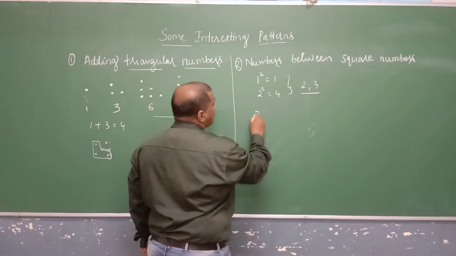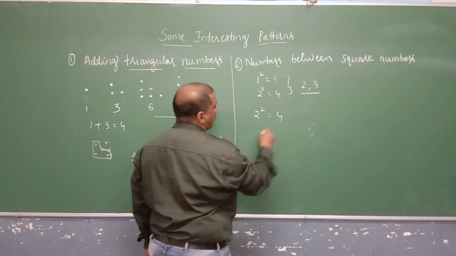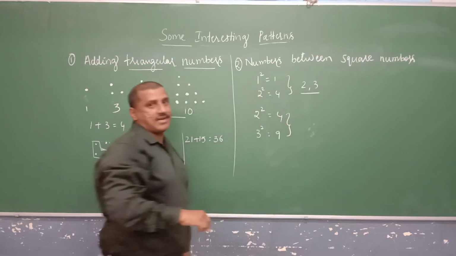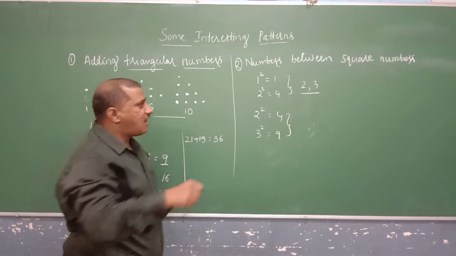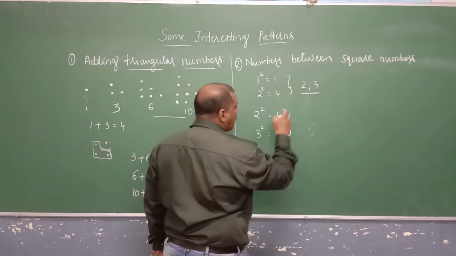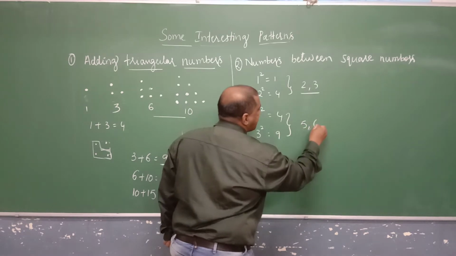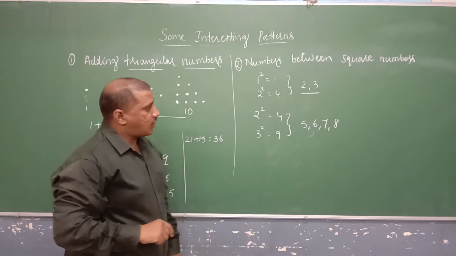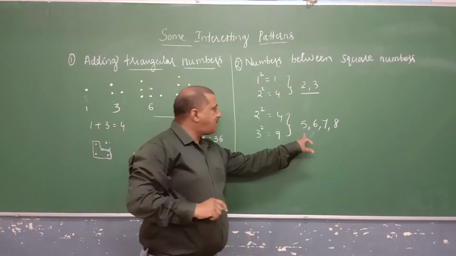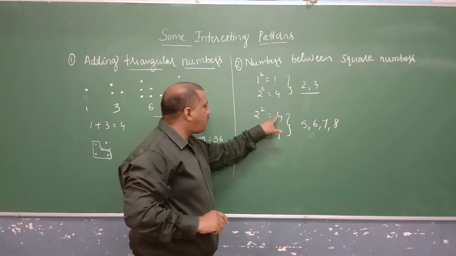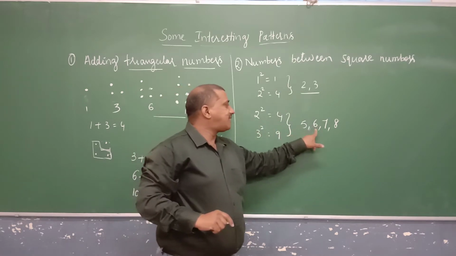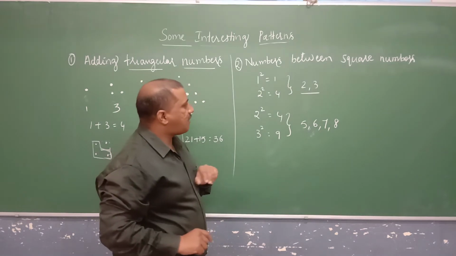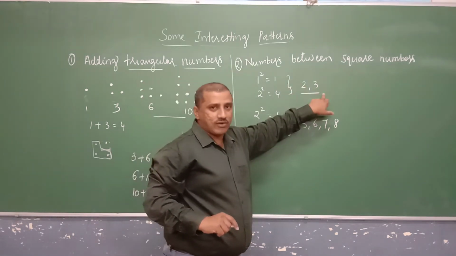You see here, 2 square is equal to 4 and 3 square is equal to 9. Between 4 and 9, how many non-perfect squares are there? We will see. What are those numbers between 4 and 9? 5 is one number, 6 is one number, 7 is one number, 8 is one number. So here, how many non-perfect squares are there between 2 square and 3 square? That is 4 and 9. 5, 6, 7, 8. Total 4 non-perfect squares are there. Square numbers are there. And here 2 non-perfect squares are there.